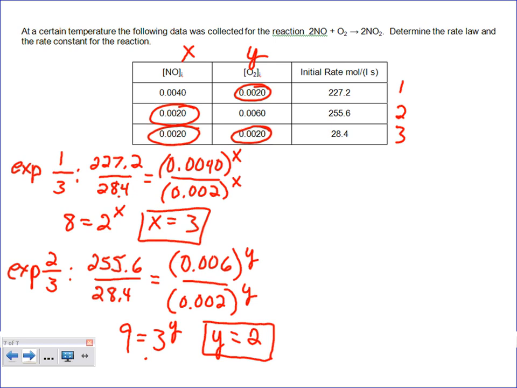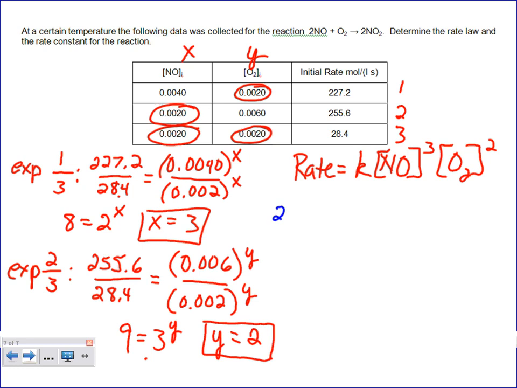So now we know the orders of both of those, and we can say that the rate equals K times NO is our first one, that's for X, and that's going to be raised to the third power. And oxygen is raised to the second power. So with respect to NO, it's third power, or third order, and with respect to oxygen, it's second order. So then we can go ahead and plug in and find the value of K.